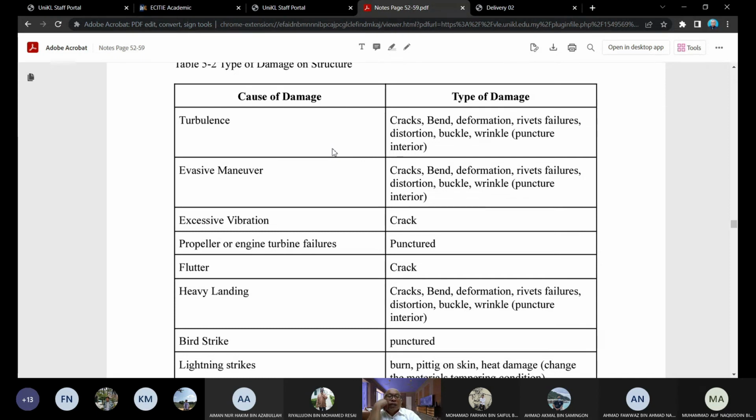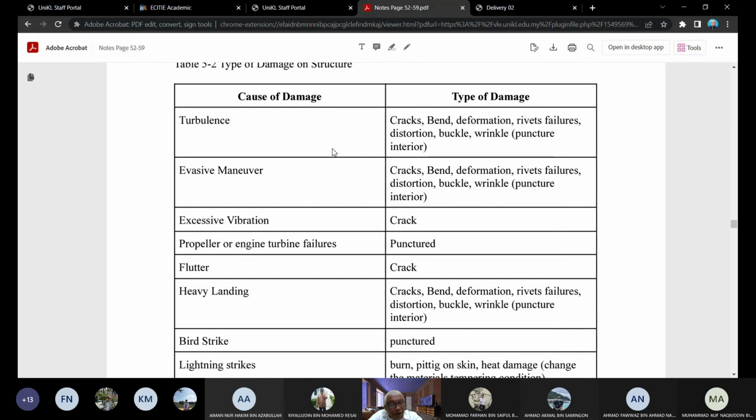Power plant, propeller, engine turbine failure, you can see punctured because all the blade debris will go through the fuselage, if not lucky. And that's why there are seating conditions in the fuselage. You're not allowed to sit in line with the propeller, because if you lose the propeller tips, the tip can fly like a bullet into the cabin. Propeller engine failure, okay, flutter.